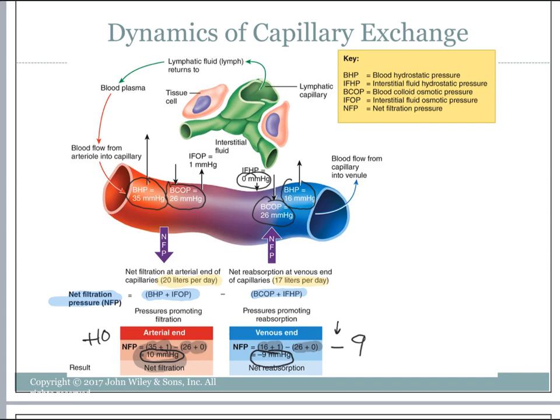This -9. So inside is more negative. What does that mean? We go from high to low. Net filtration pressure is that negative number. We're promoting net reabsorption. So all this stuff is moving back in, net reabsorption. So the carbon dioxide, the waste from the interstitium is moving back in. And so that takes care of our dynamics for this capillary exchange.